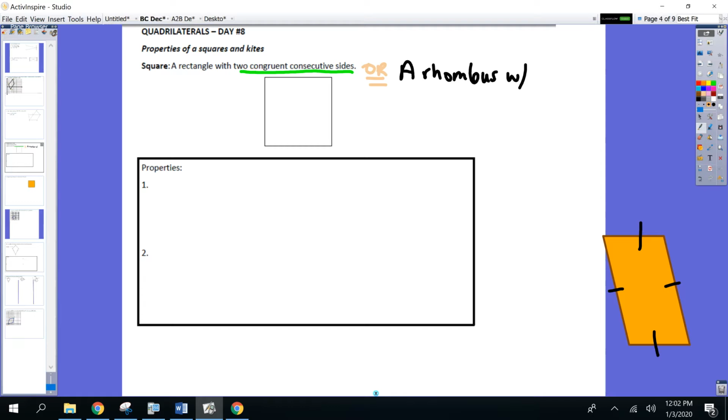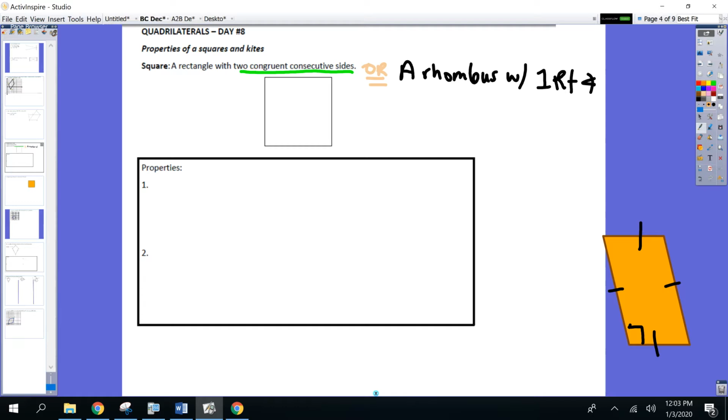Think you got it, Jack? Less than that. I don't need all of them. Just need one angle to be a right angle. Because think about it, Jack and everybody else. If that's a right angle, what's opposite it? And what's consecutive to it? So I only need one, that's why. So a rhombus with one right angle makes it a square. Everybody good? So I can have a rectangle with two consecutive sides congruent, or I could have a rhombus with one right angle.